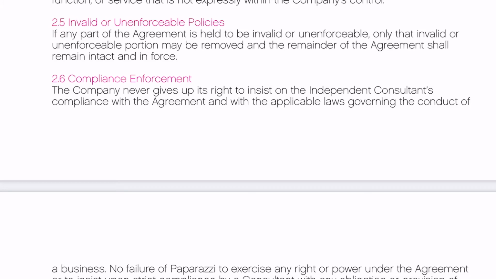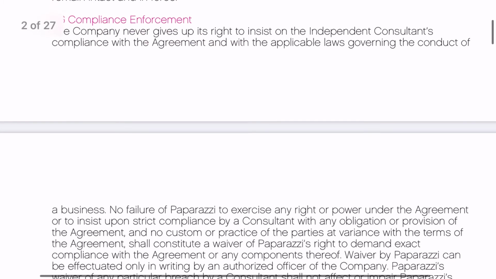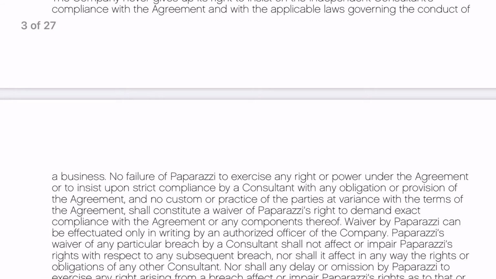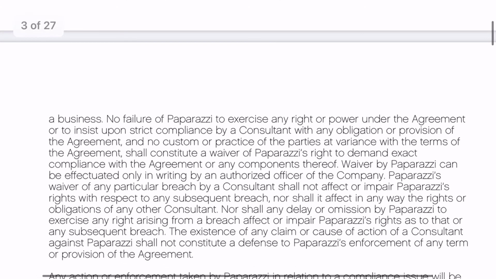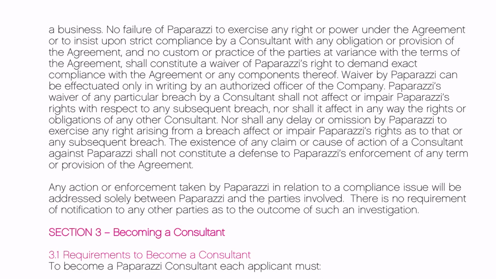Now, the company never gives up its right to insist on the independent consultant's compliance with the agreement and with the applicable laws governing the conduct of a business. So, no failure of Paparazzi to exercise any right or power under the agreement or to insist upon strict compliance by a consultant. Any action or enforcement taken by Paparazzi in relation to a compliance issue will be addressed solely between Paparazzi and the parties involved.